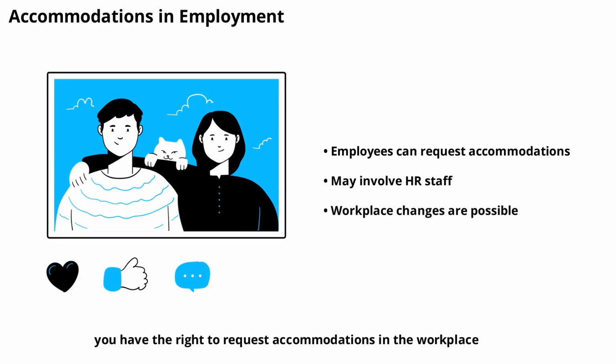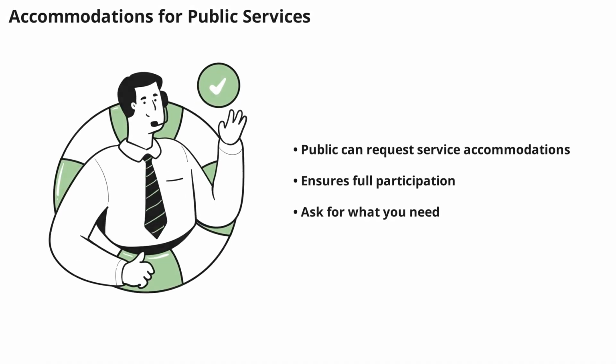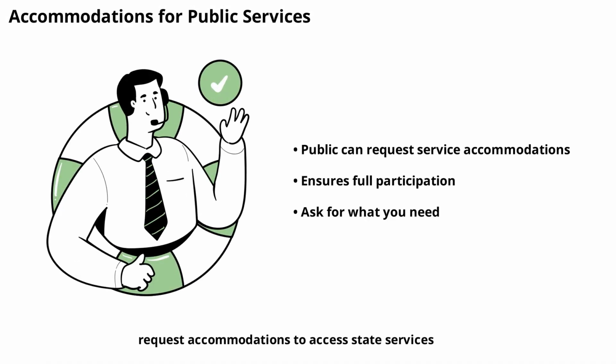If you're an employee of a state office, you have the right to request accommodations in the workplace. This could include modified work schedules, assistive technology, or changes to job duties. The process is similar to requesting accommodations as a member of the public, but may involve human resources staff as well. Members of the public can request accommodations to access state services, such as applying for benefits, attending public meetings, or participating in programs. The process is designed to ensure everyone can participate fully, regardless of disability. Don't hesitate to ask for what you need to access these services.